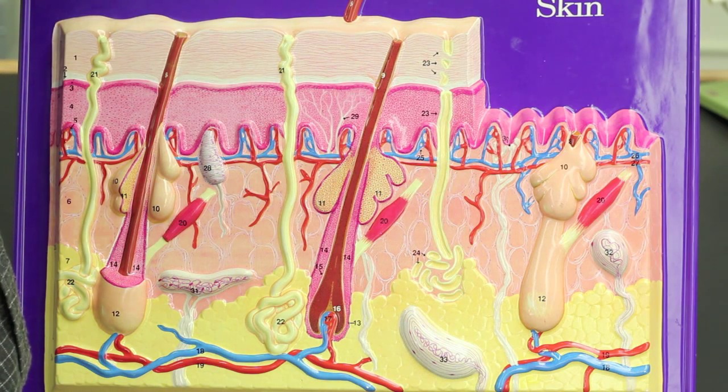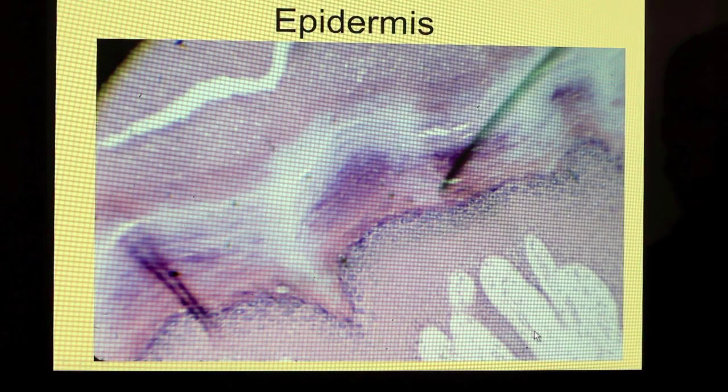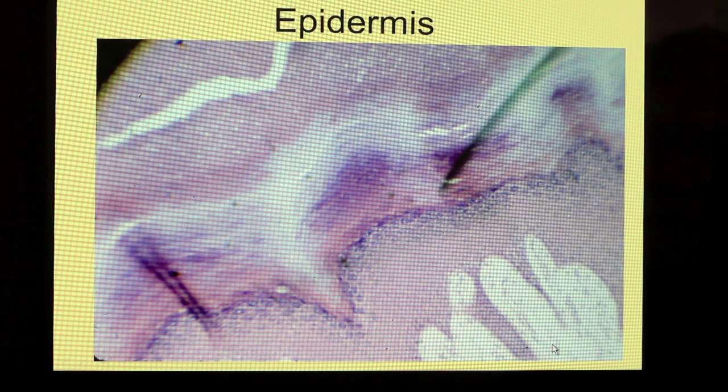All right, well that about wraps up our skin model. Now let's take a look at some microscopic features of the skin. I want to point out to you that this is actually not human skin. This is probably like the toe pad of a squirrel or something, but nonetheless, it gives us a very good representation of the layers of the epidermis.